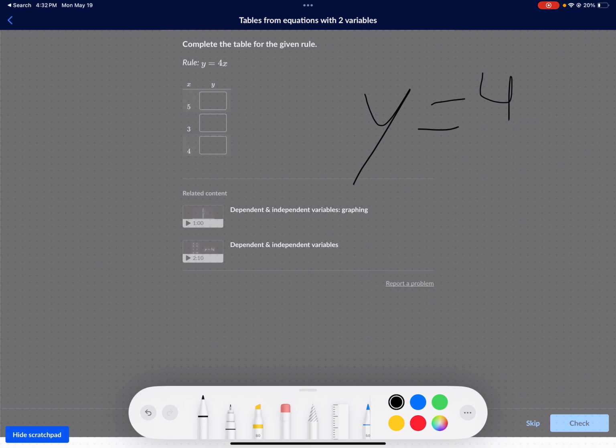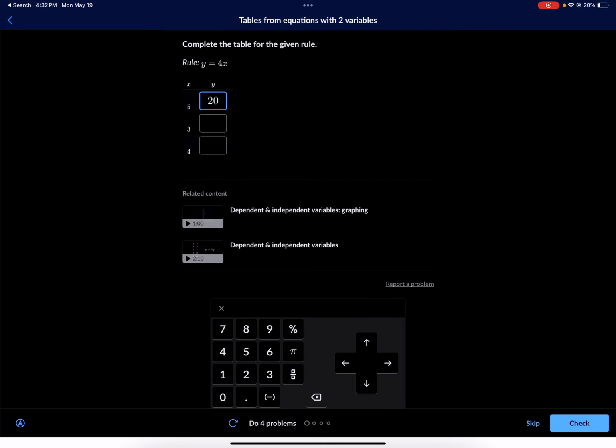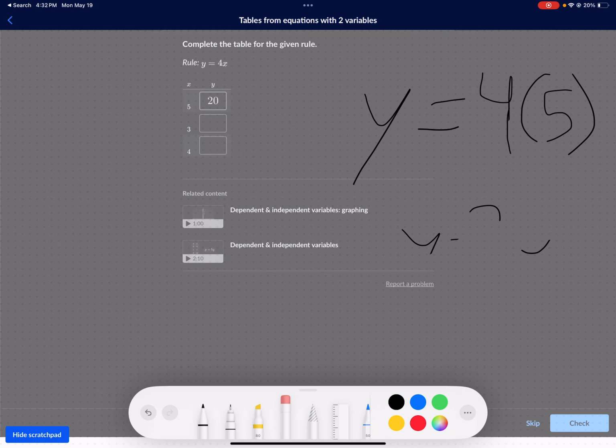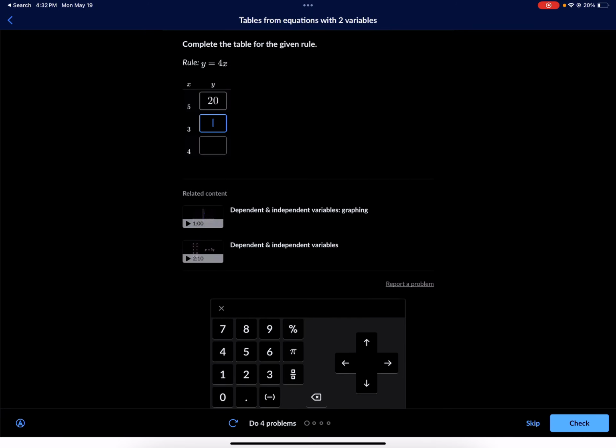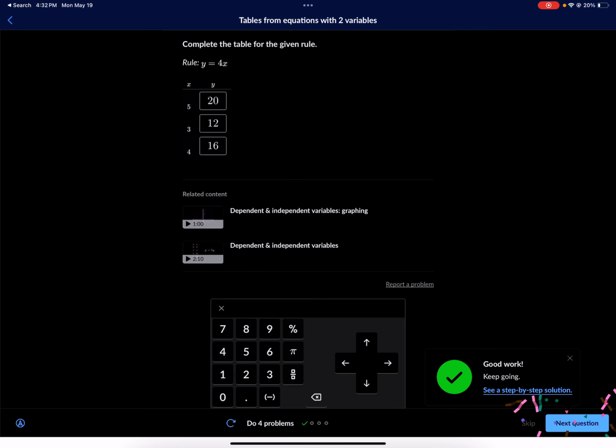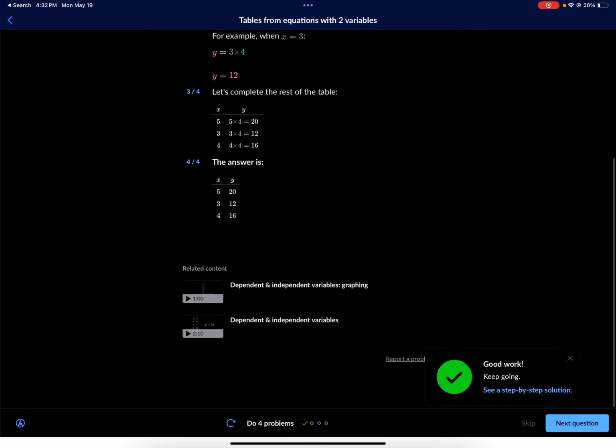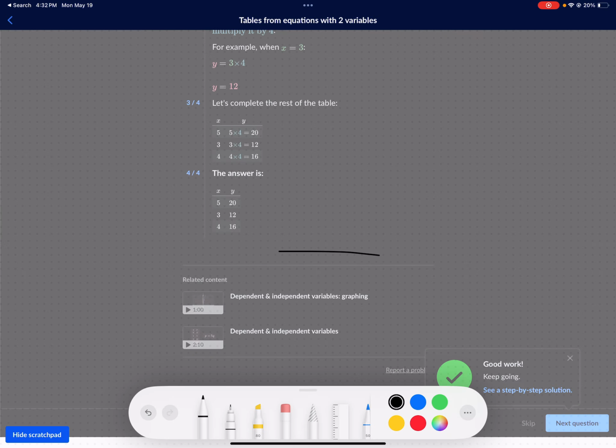So what we can do is 4 times 5, since this will equal our y. So 4 times 5 is 20, so y is 20. So that's that. And then we don't even have to use the whiteboard. Let's just try it in our head. 3 times 4 is equal to 12. And then 4 times 4 is 16. So it's 20, 12, 16. So yes, if you got that right, good job. If you didn't, here's the videos, and happy studying.